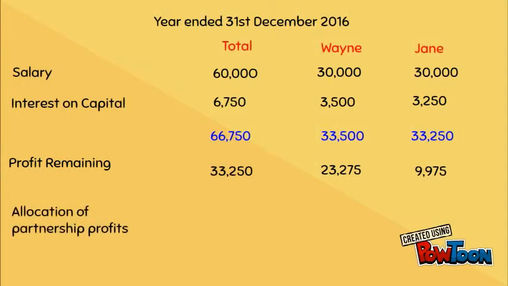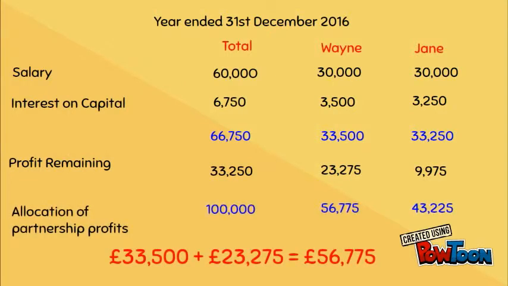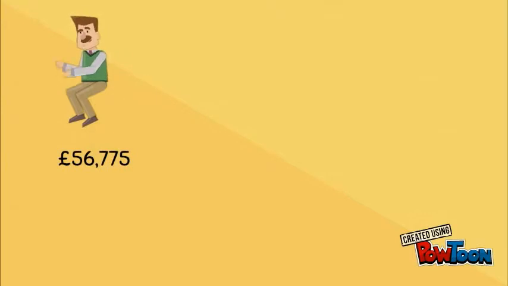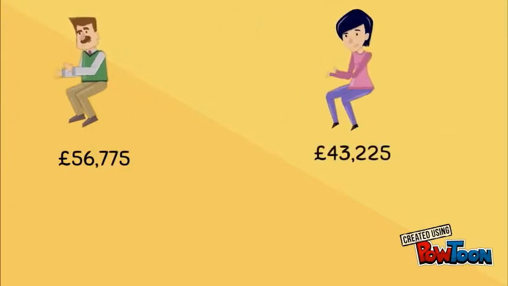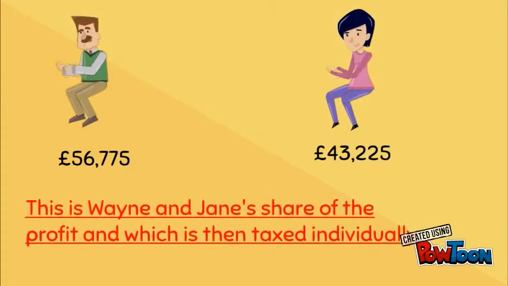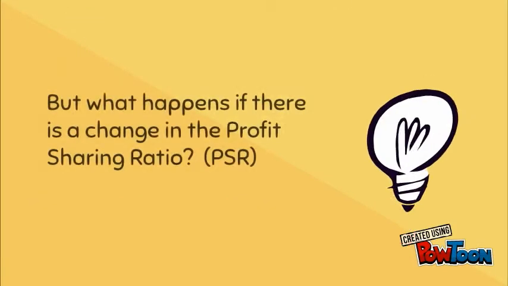The next step is to calculate how much each partner is entitled to of the profits. So for Wayne, for example, this is £33,500 plus £23,275 equals £56,775. So as a result, this is Wayne and Jane's profits, which is then taxed individually.